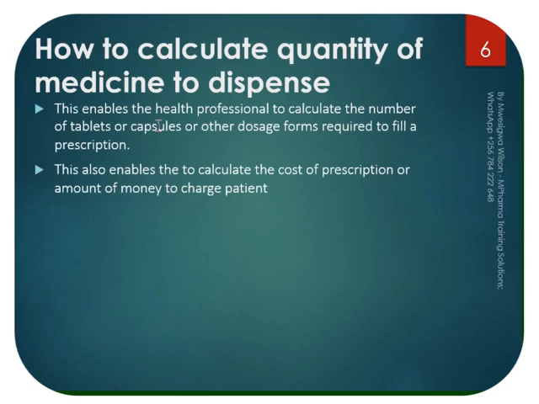Now, how do we calculate the quantity of medicine to dispense? Or how do we calculate the amount of drugs or the number of tablets, capsules, or bottles to dispense? We have formulas which we shall use, and this will enable, if you know this calculation, they will enable us to calculate the number of capsules, tablets, and other dosage forms required to fill the prescription, and again to tailor it to the money.